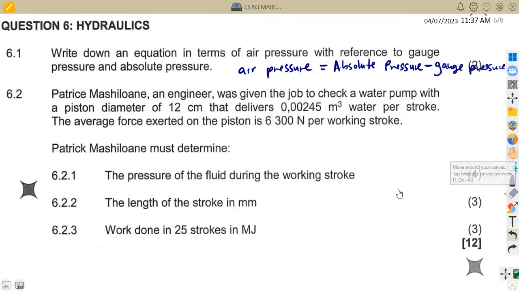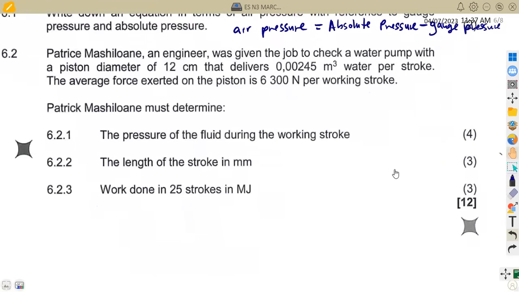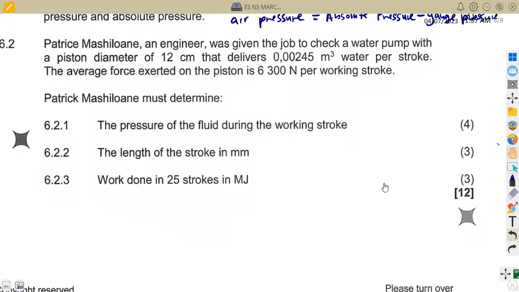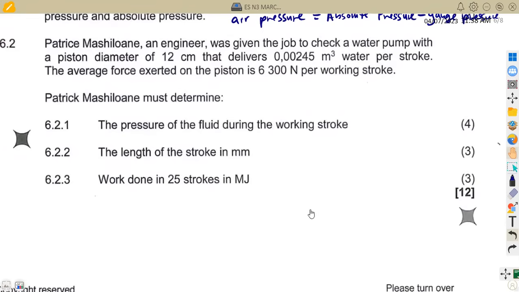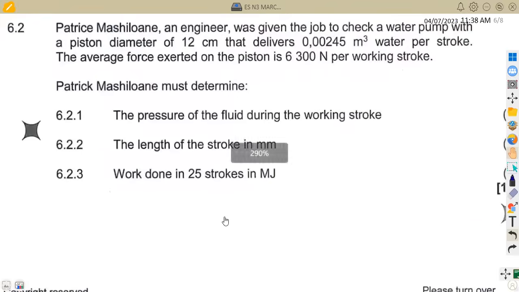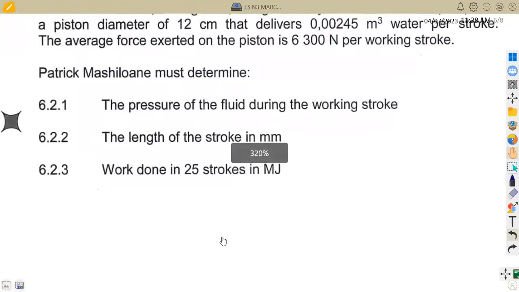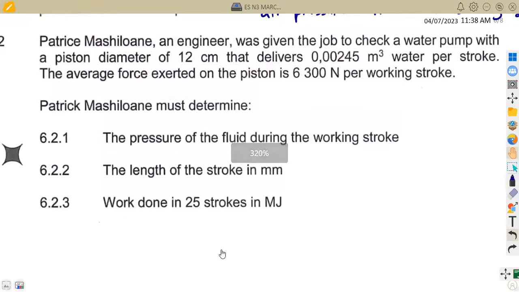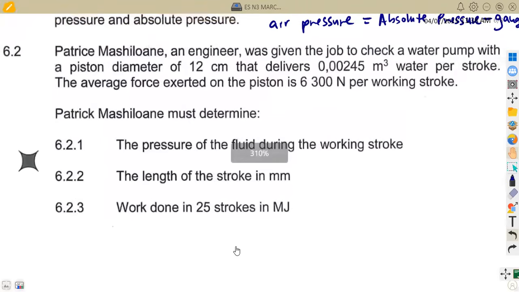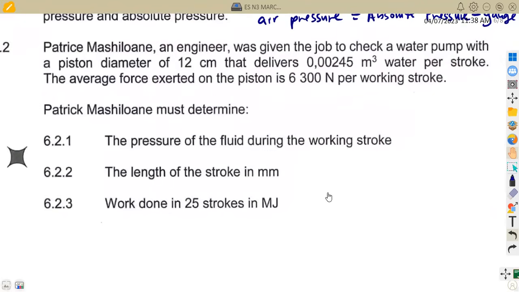So that's 2 marks for that. All right, 6.2, we are given that Patrice Masholeane, an engineer, was given the job to check a water pump with a piston diameter 12 centimeters that delivers 0.0245 cubic meters per stroke. All right, so this is the information, guys. Let's just try to take it down.